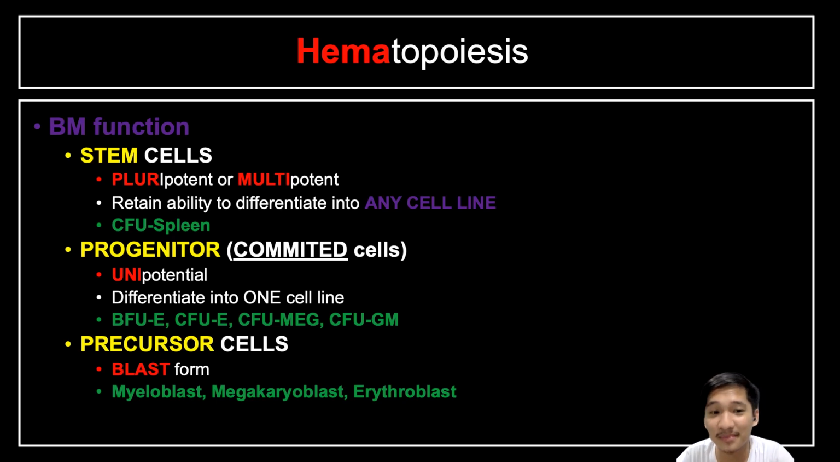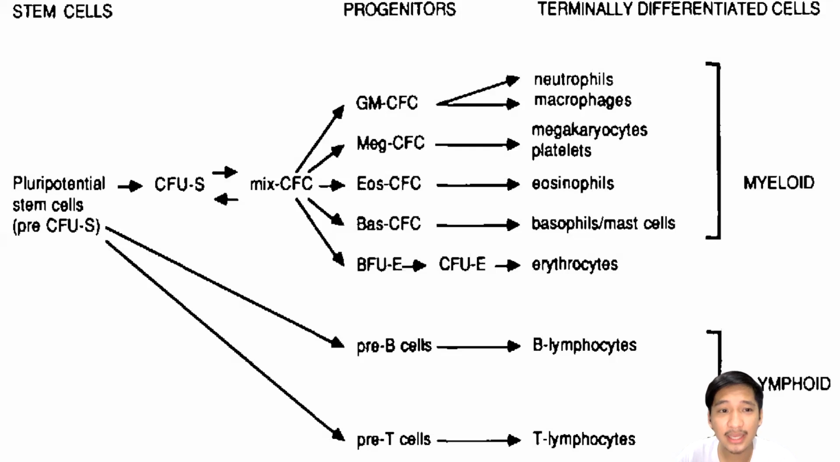So again, we have the stem cells, which can differentiate into any cell line. Next, we have progenitor cells, which differentiate into only one cell line, and the blast form, which are the precursor cells. So here is a very good representation of the stem cells, progenitor cells, and the precursor cells. So we have the pluripotent stem cells in the form of the CFU spleen, and we have the following progenitors. And before going to the mature stages of cells, we have the blast.